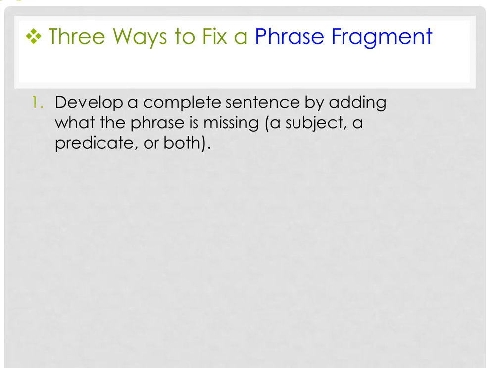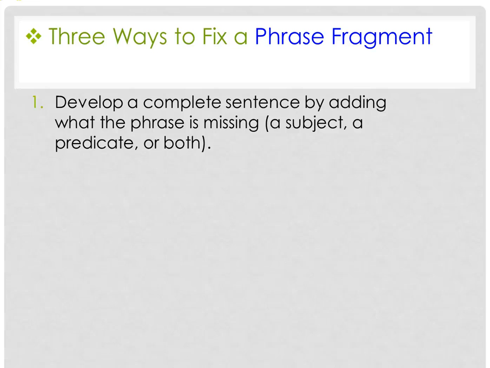We're going to start by looking at how to fix phrase fragments, and there are 3 methods. The first method is to develop a complete sentence by adding whatever the phrase is missing. So if it's missing a subject, you add a subject. If it's missing a predicate, you add a predicate. If it's missing both, then you add both.